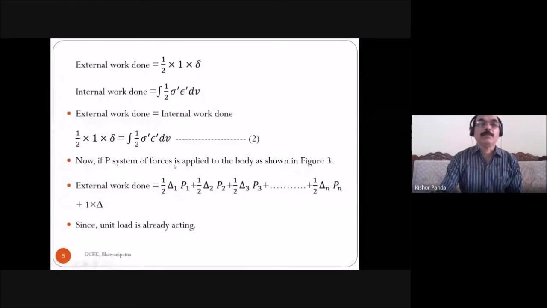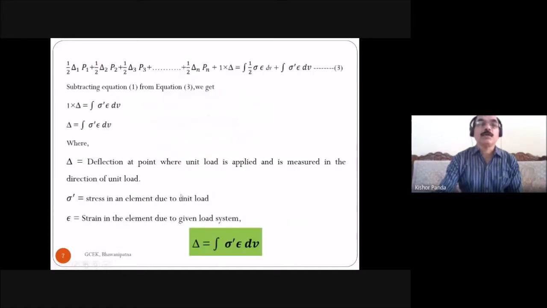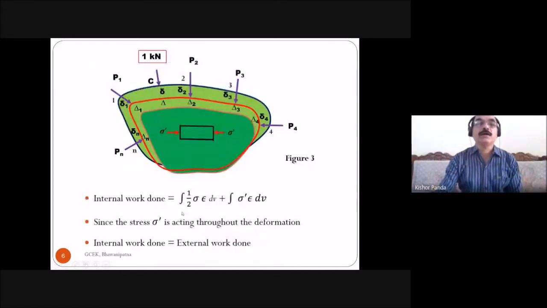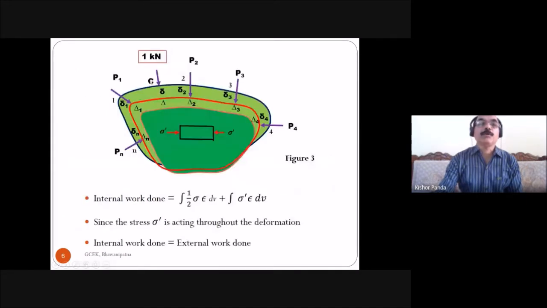Now, if the P system of forces is applied to the body as shown in figure 3, what is the external work done due to the P system of forces? It is half delta 1 P1 plus half delta 2 P2 plus half delta 3 P3 plus half delta n Pn. So this is the work done due to these forces P1, P2, P3, P4, and Pn.